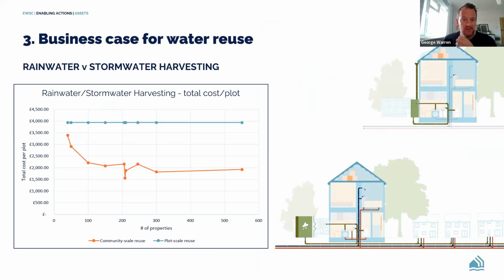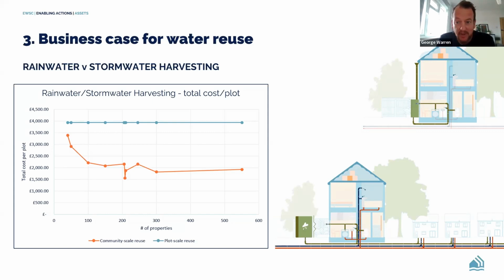So then we get on to, all right, what happens if we go community versus individual? And I think this was quite surprising to us, if I'm honest. Certainly welcome to challenge on this. What we found actually was that community scale reuse for the scale of developments that we were talking about actually stacked up from literally the 40 properties point. There's elements here that could be susceptible to change on this.